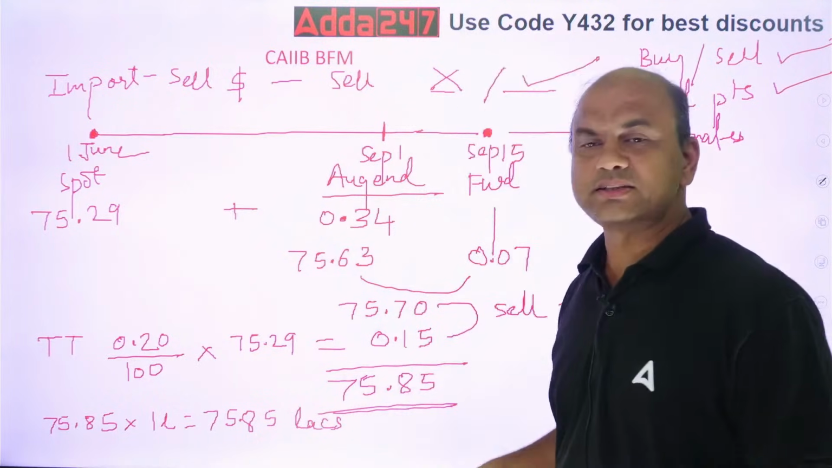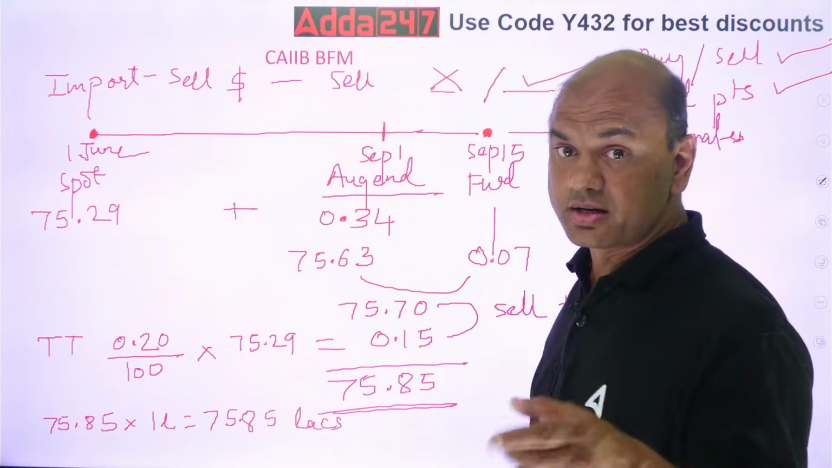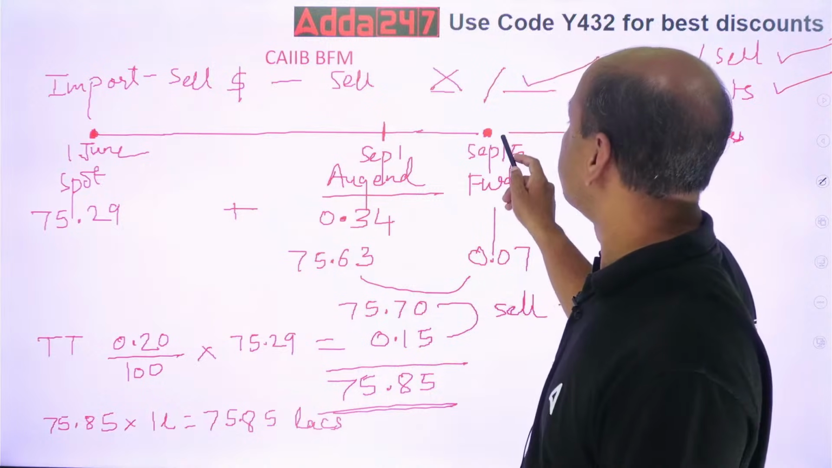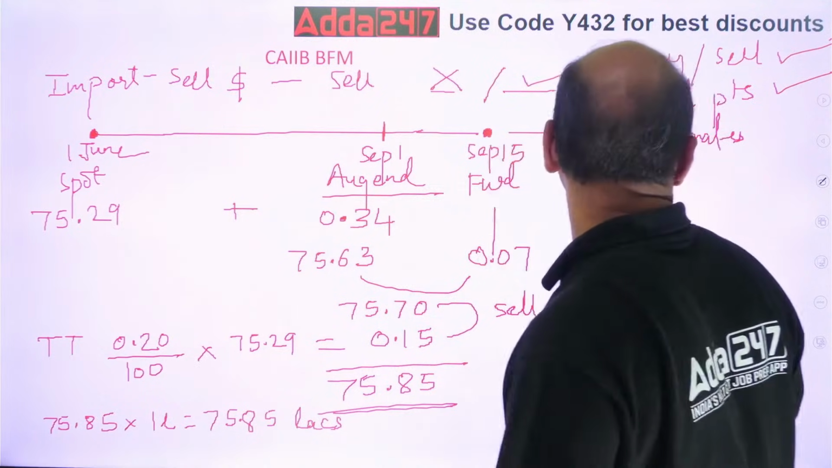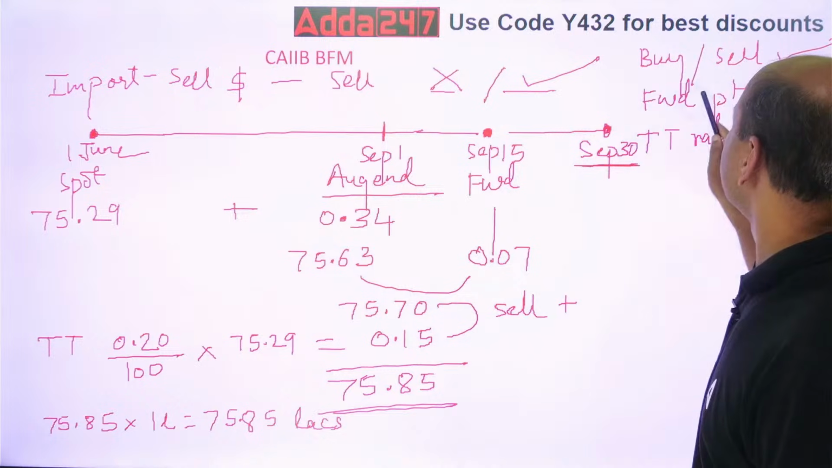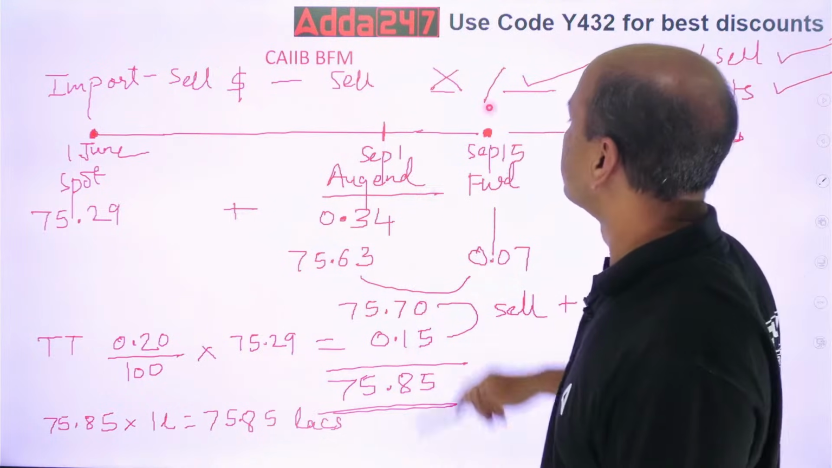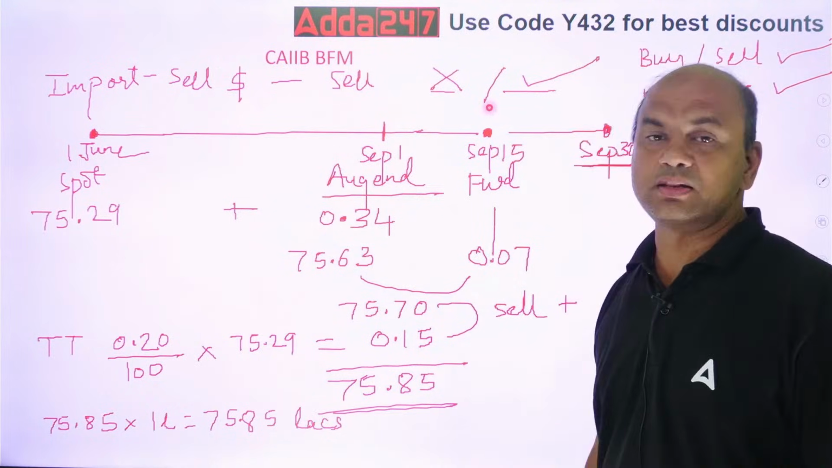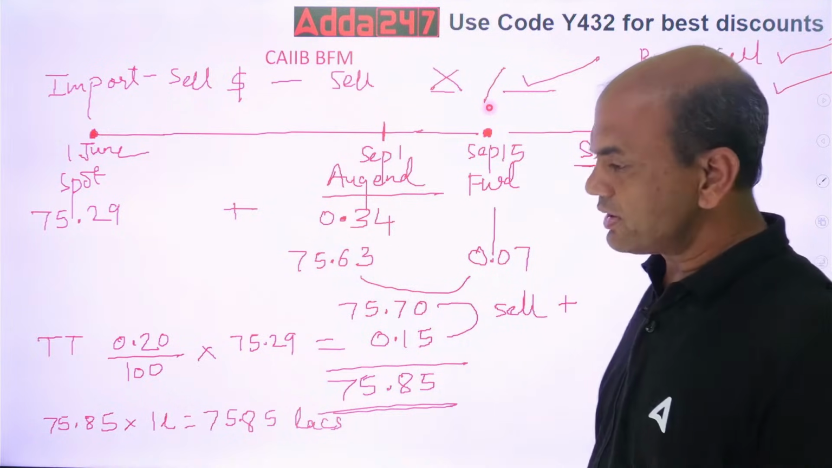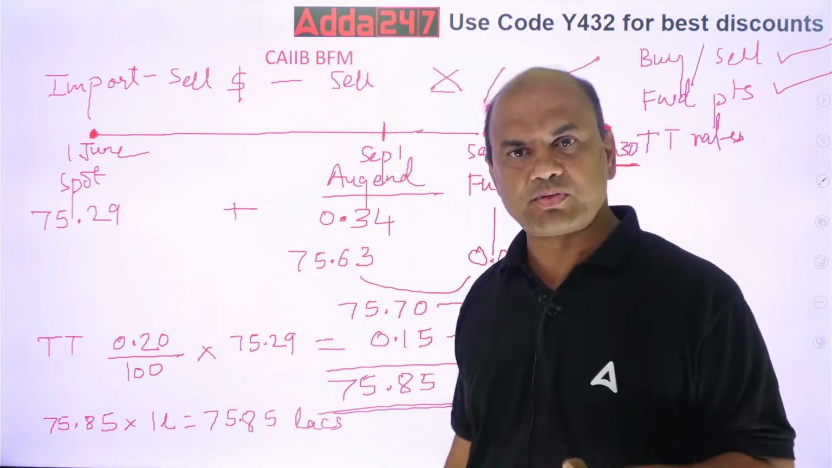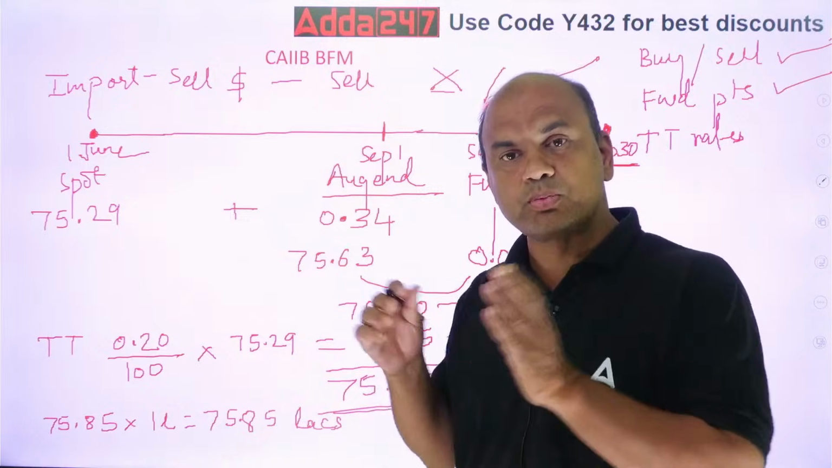This transaction is happening when? Forward rate. This forward transaction is happening when? September 15th. So I have to book the rate for September 15th. Okay? I have to book the rate for September 15th.